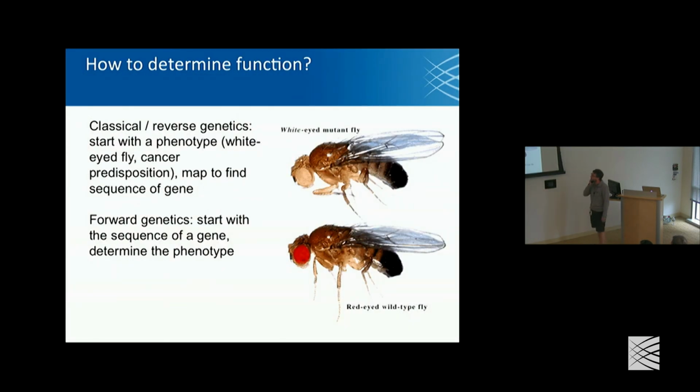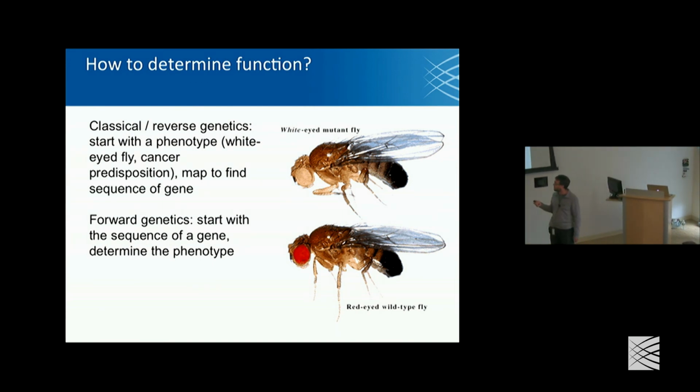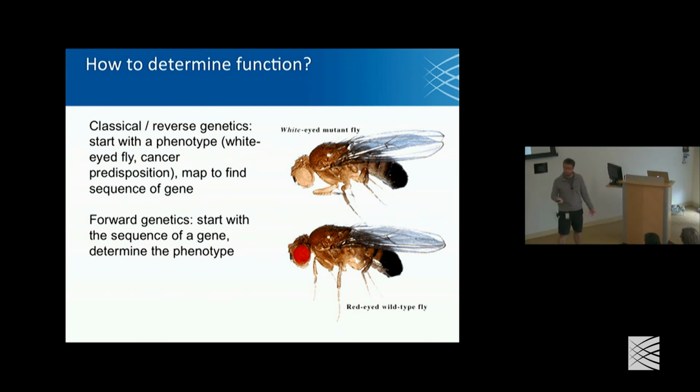Well, obviously, the classical way of doing it, what's called classical reverse genetics, is you start with a phenotype. For example, you eventually find a Drosophila that has a white eye, and then you map backwards to find the gene that's involved. You have a family that has a predisposition to cancer, and you map backwards to find the BRCA1 gene. But of course, now that we have the sequence of so many genomes, what we want to do is forward genetics. We want to start with the sequence of the gene, and from that, determine the phenotypes that gene might give rise to.